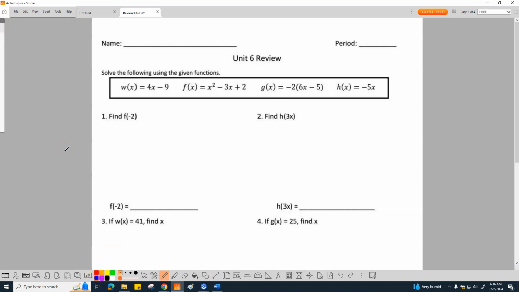Here we go. Quick little recap for anybody who missed this or anybody who is still struggling. I'm going to do a quick recap on how this works. Check out this top part where we see w of x and then an equation given, f of x and an equation given, g of x and an equation given, h of x and an equation given. The reason we have this type of notation is, number one, it communicates more than just writing y equals 4x minus 9, and then saying y equals x squared minus 3x plus 2. See how confusing that is?